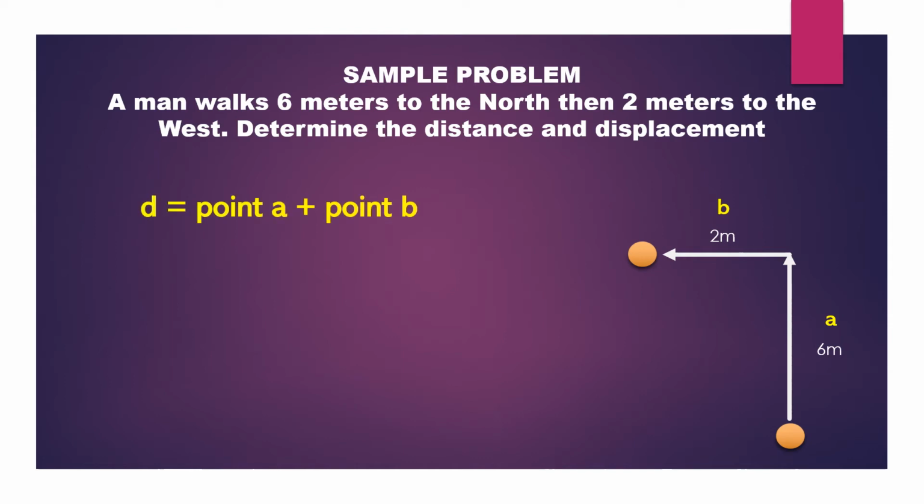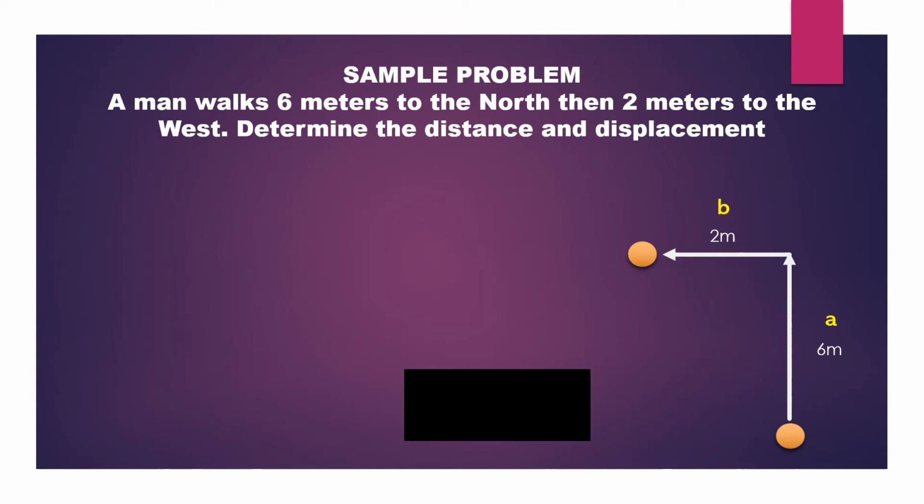So, I named it point A and point B. Then, the two distances given in this problem are 6 meters and 2 meters. So, 6 meters plus 2 meters is equal to 8 meters. So, that is the value of the distance.